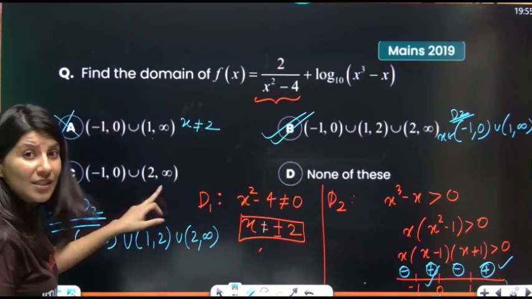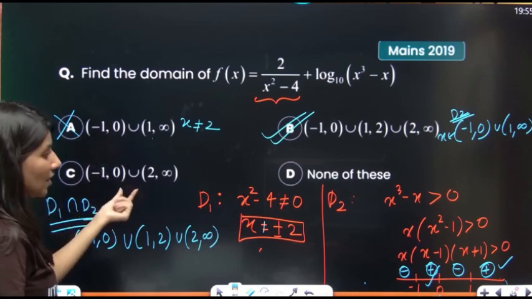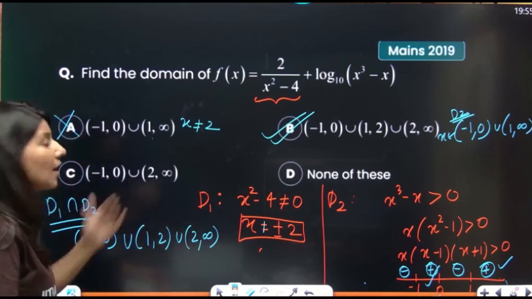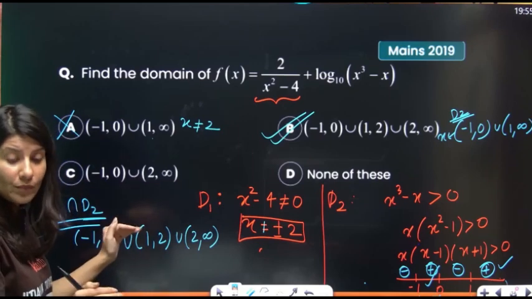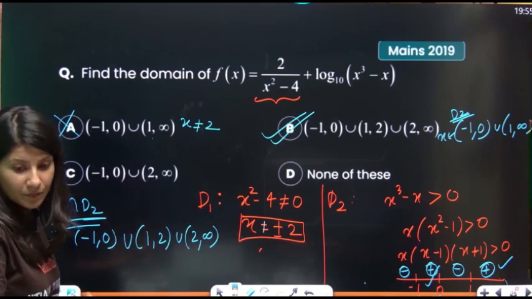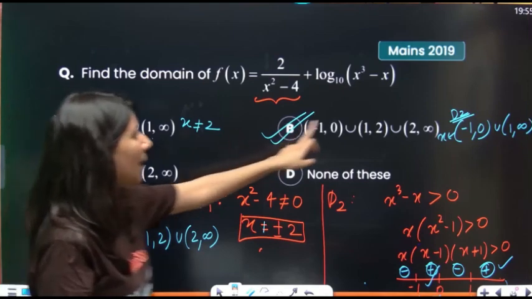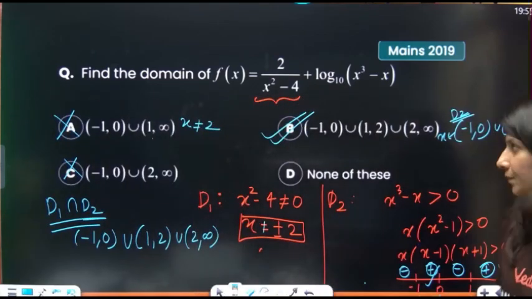Now, why is option C wrong? Tell me. Because 1 to 2 is missing. If 1 to 2 is missing, is this a complete domain? No. So this is an incomplete domain. Option B is the absolutely complete domain.